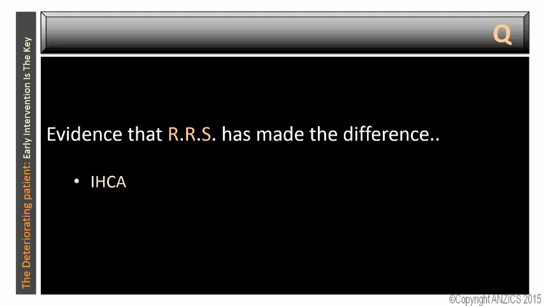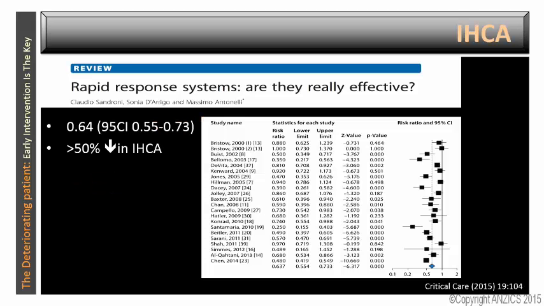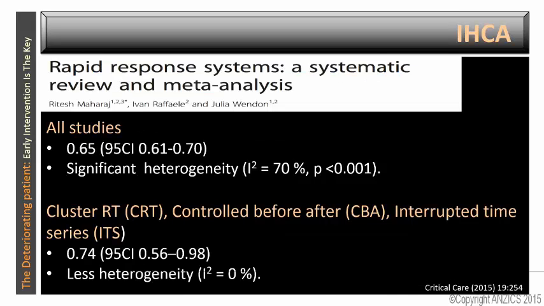So what about intra-hospital cardiac arrest rates? There are two meta-analyses published this year, and one of them was published last month itself. What they've shown is that a rapid response system has definitely decreased the incidence of intra-hospital cardiac arrest rates, and a few studies have reported more than a 50% drop in their rates. The other meta-analysis also looked at the higher quality studies, and this effect was still maintained and was still statistically significant.